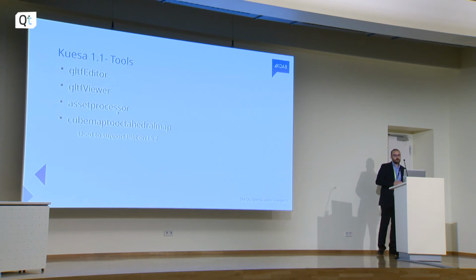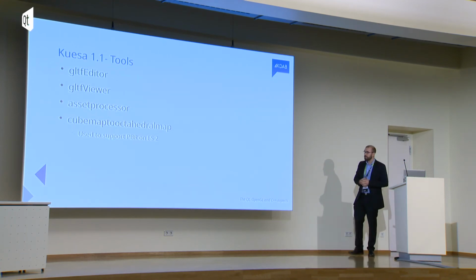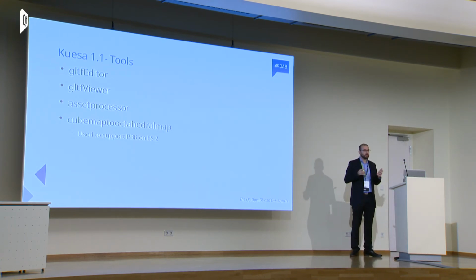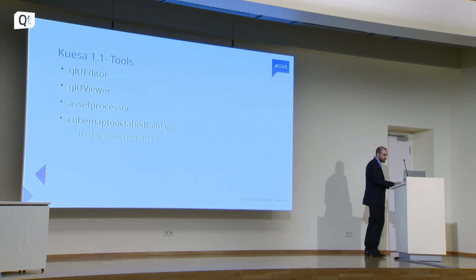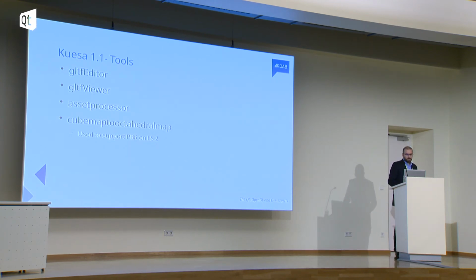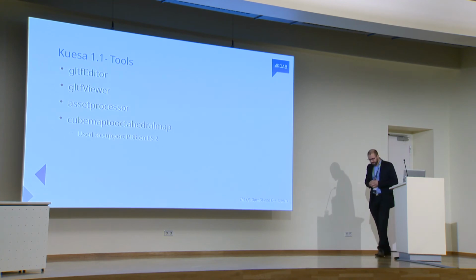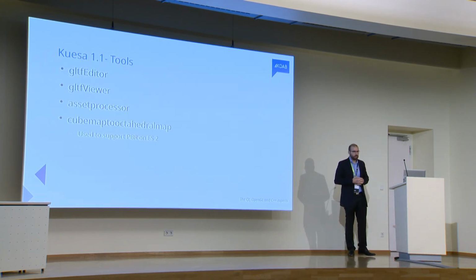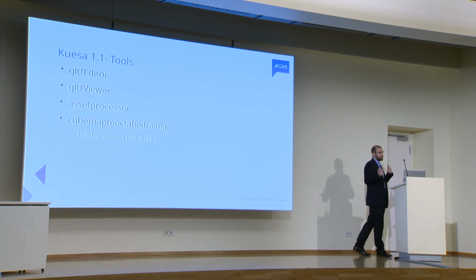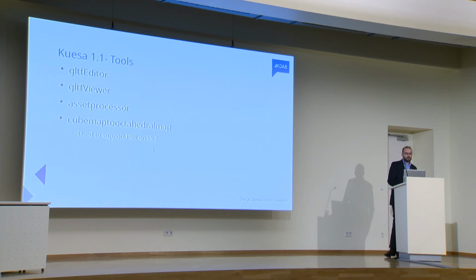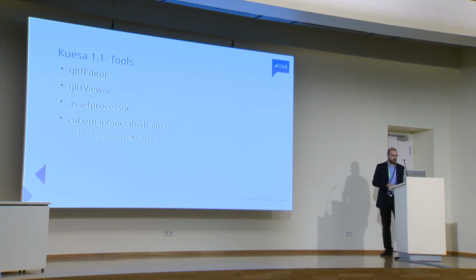And finally, we've got an asset processor. That's a command line tool which you can call to decide whether you want to compress a glTF2 file more or less. And that one, the cube map to octahedral map tool, is something we created to convert a cube map texture to a 2D texture, which is required to have physically based materials work on ES2. There's no way around that.